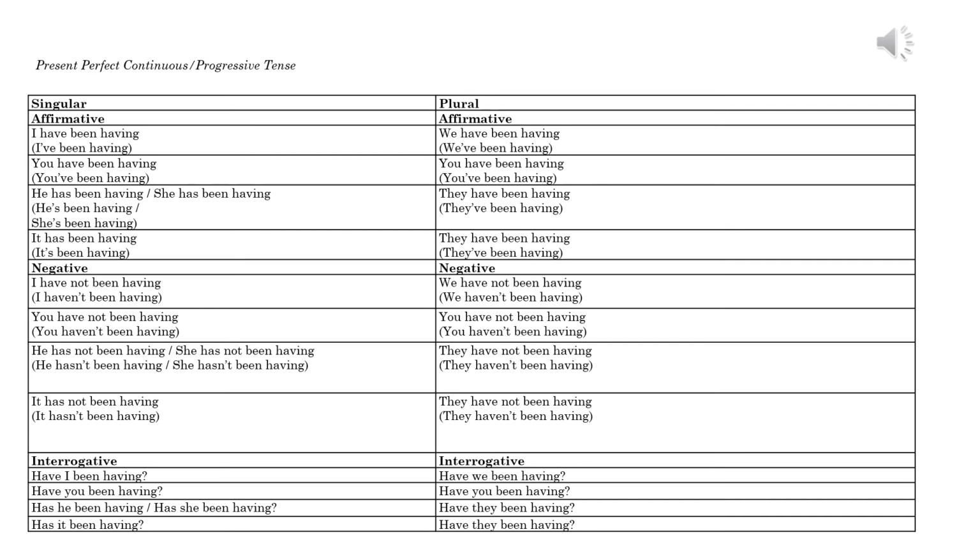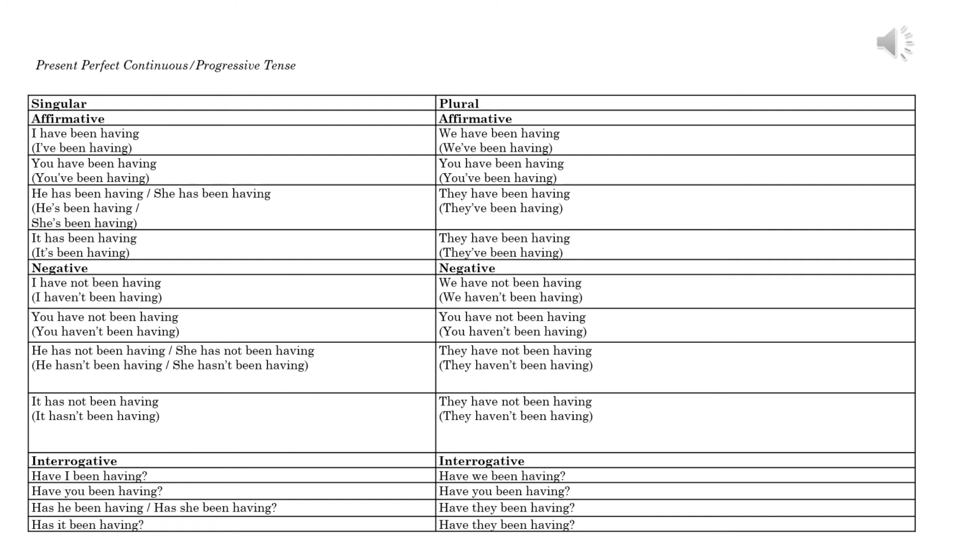Present perfect continuous or progressive tense. Affirmative. I have been having. I've been having. You have been having. You've been having. He has been having. She has been having. He's been having. She's been having. It has been having. It's been having. We have been having. We've been having. You have been having. You've been having. They have been having. They've been having.